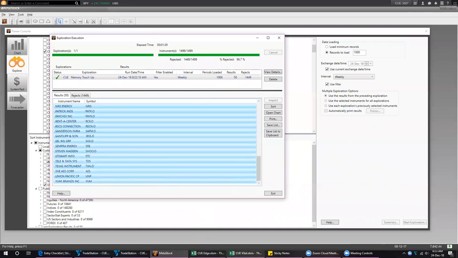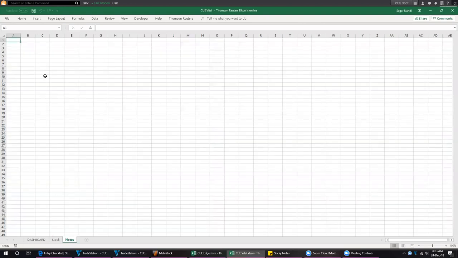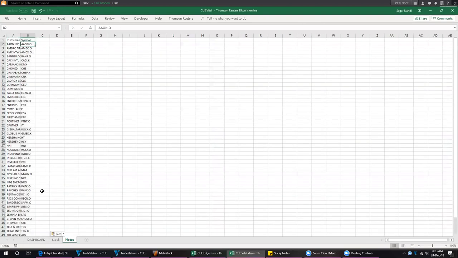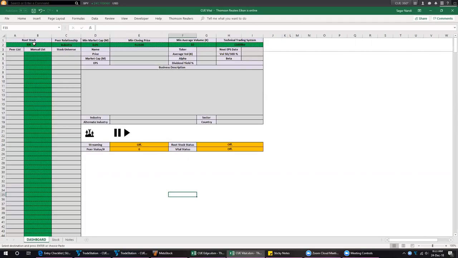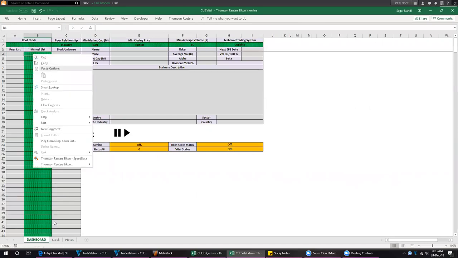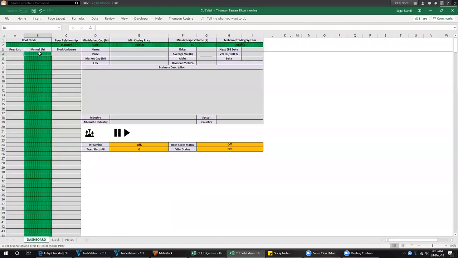So I selected the list. We have a system, Q Vital, that allows us to do fundamental analysis for any stock in any country. So what I'm going to do is get the list of the stocks from the scan. And in the dashboard, instead of using the root stock, I'm going to paste the list, manual list. You could carry out this exercise on a portfolio of stocks you have to see how many of them are fundamentally strong at present.